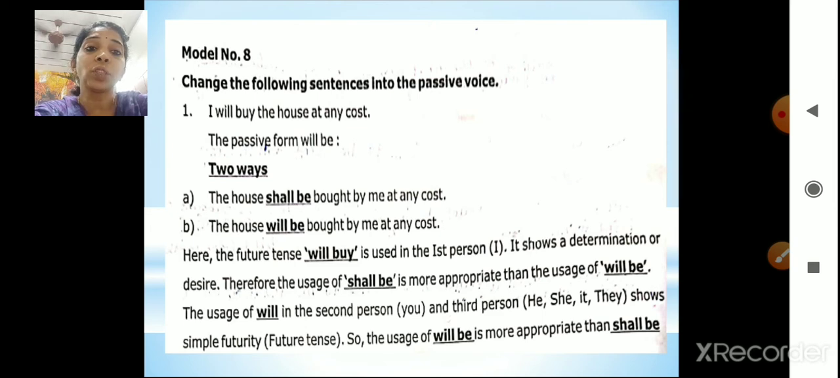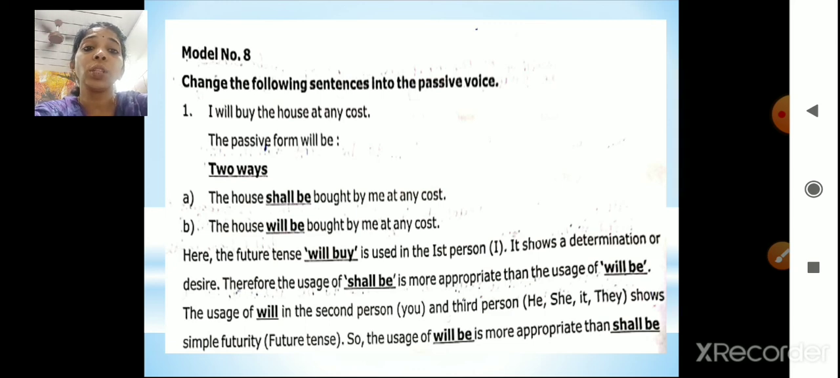Therefore, the usage of shall be is more appropriate than the usage of will be. What it means is, when you write this sentence in the passive voice, the usage of shall be will be more appropriate. You might have seen that we have written the answer in two ways, by using shall be and by using will be. And since it shows determination or desire, the usage of shall be is more appropriate than the usage of will be in the answer.